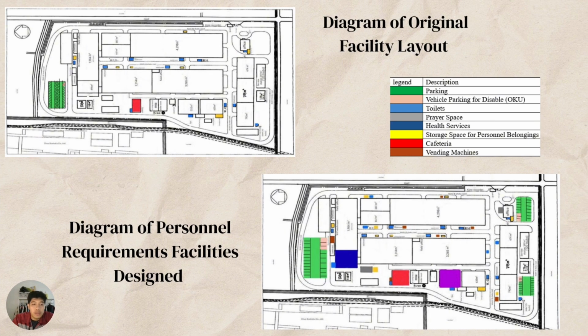Okay, for chapter 4, personnel requirements, we have made several improvements to better support the workers in the factory. First, the number of toilets has been increased from 12 to 70 units to reduce waiting time and improve accessibility near the work area. Secondly, we have a prayer room, which was not included in the previous design. This provides a proper space for workers to perform their prayers peacefully.